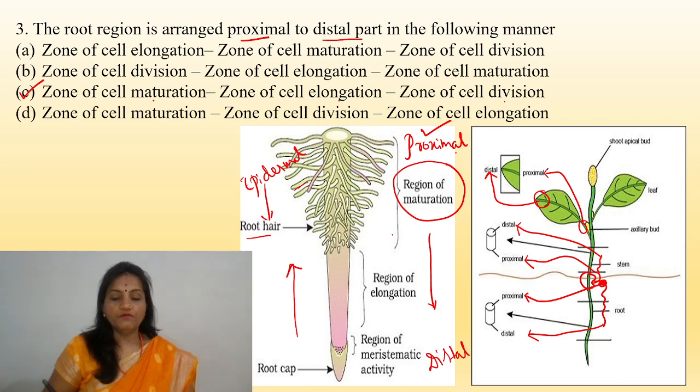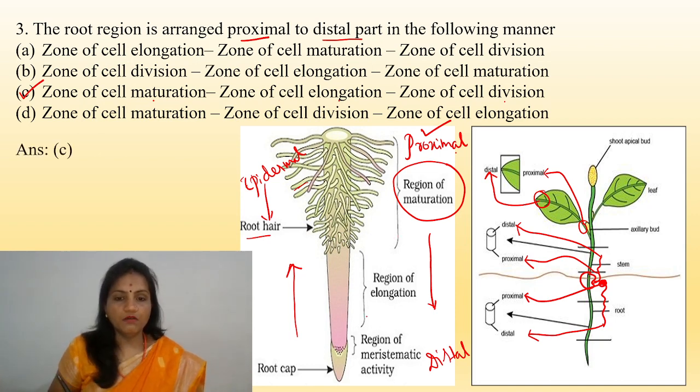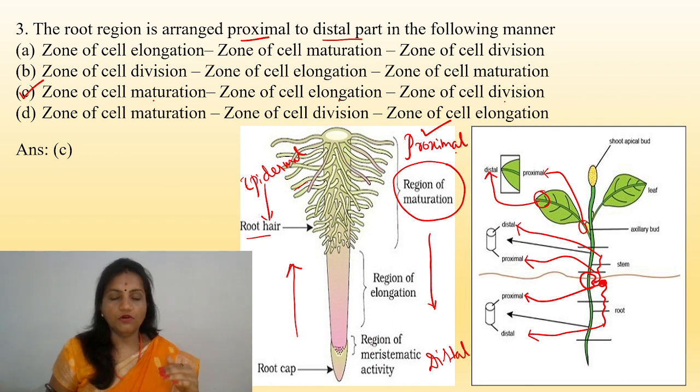Before we proceed further, I will give a brief on this point. In the region of meristematic activity, the word meristem refers to dividing constantly. Here there are meristematic cells, and their job is to divide repeatedly. They have a thin outer wall. Their cell membrane is very thin.